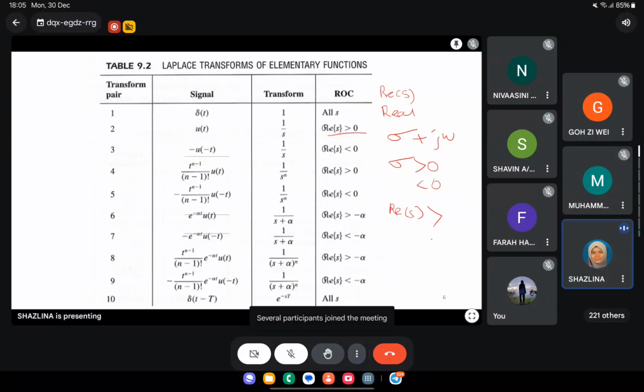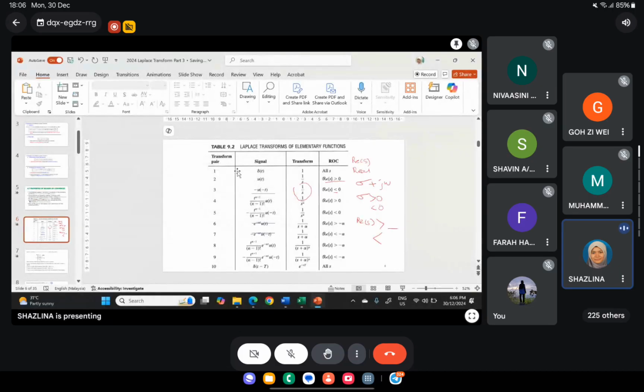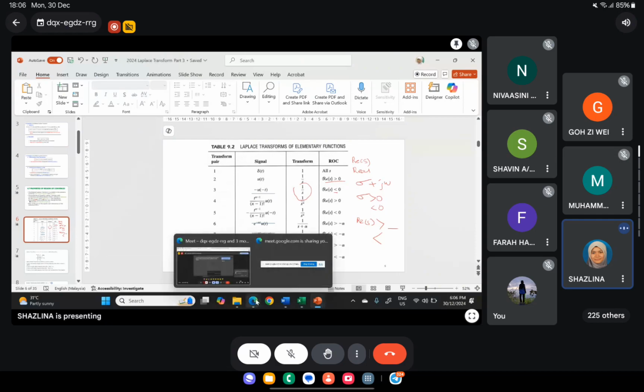S is either bigger or smaller than the poles or zero, depending on the equation. If the ROC is bigger than zero, the transform of u(t) is 1 over S. If the ROC is smaller than zero, the transform is still 1 over S, but the signal is actually minus u(negative t). So this is where the bilateral Laplace comes in. Negative t meaning the left side of the signal.